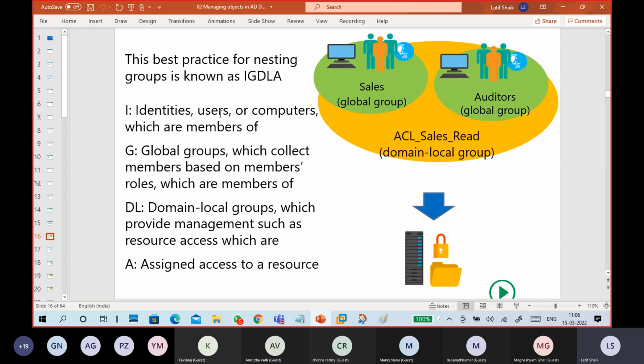Identities, users or computers. It means users and computers are members of a global group, which collects members based on member roles. Global groups are members of a domain local group, which provides management such as resource access, which are assigned access to resources.